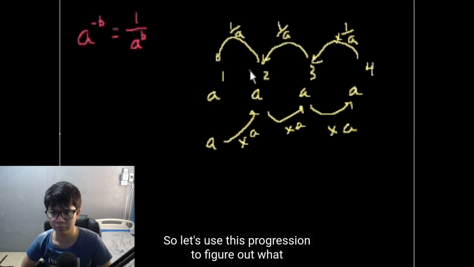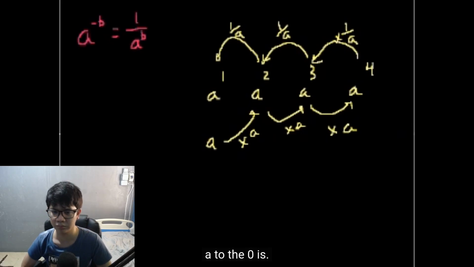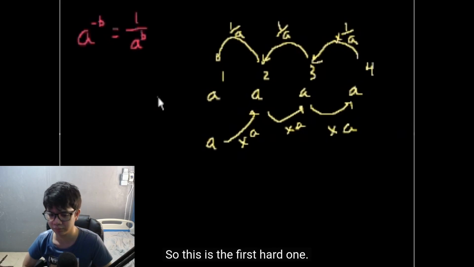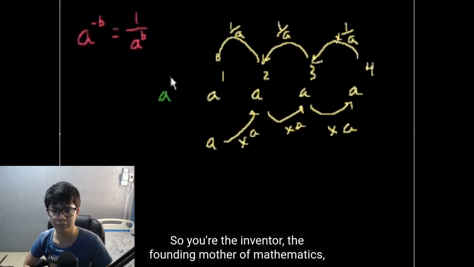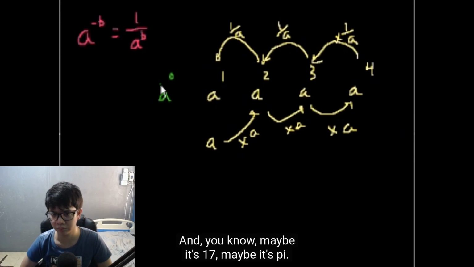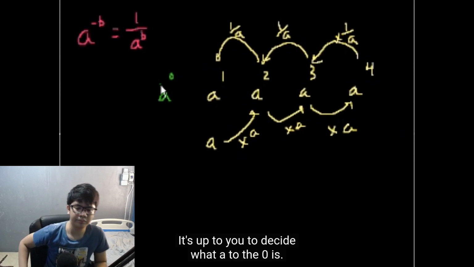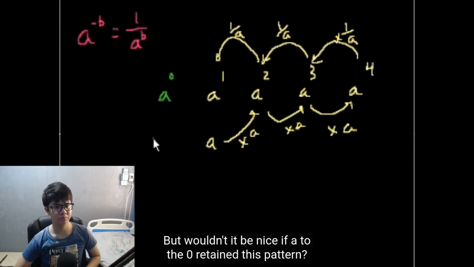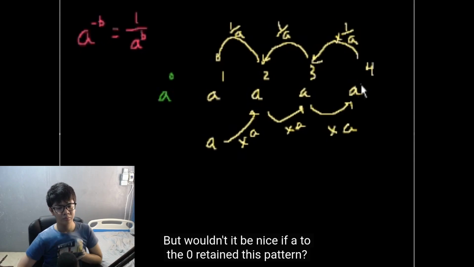So let's use this progression to figure out what a to the 0 is. This is the first hard one. So you're the inventor, the founding mother of mathematics, and you need to define what a to the 0 is. Maybe it's 17, maybe it's pi. I don't know. It's up to you to decide. But wouldn't it be nice if a to the 0 retains this pattern?